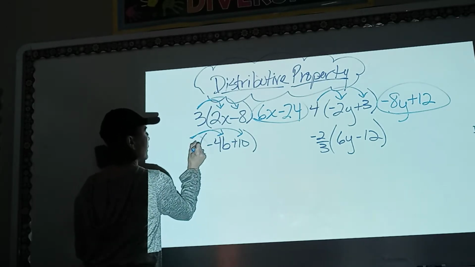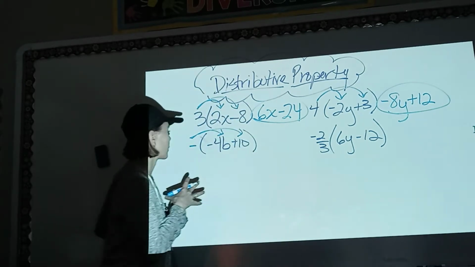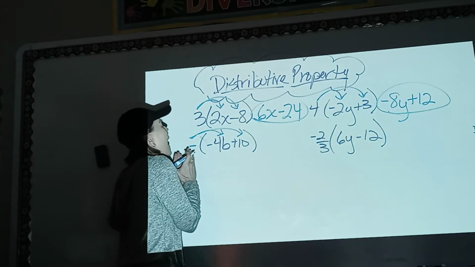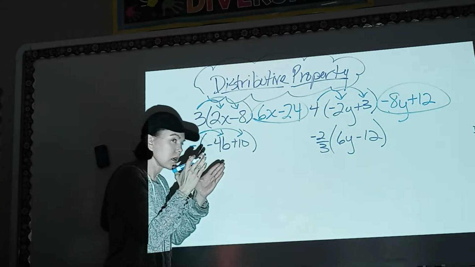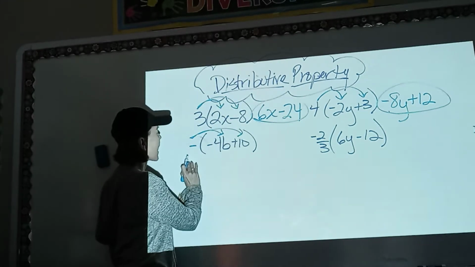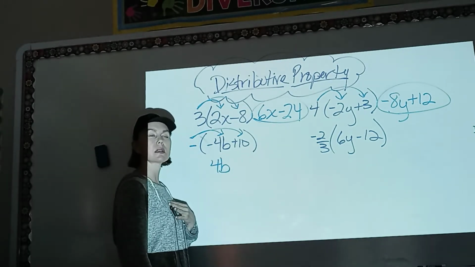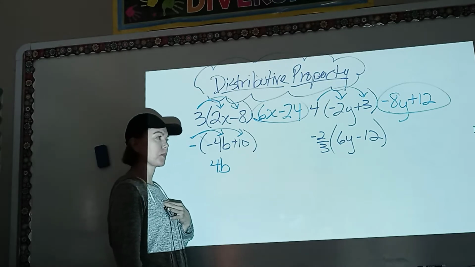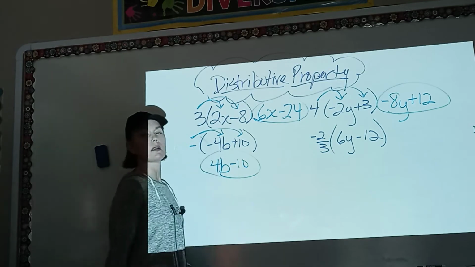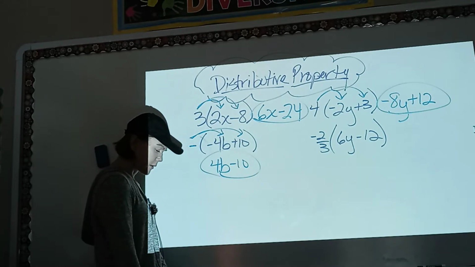Take on the way I'm about to describe it to you. So here we have the negative symbol. This negative symbol also means give me the opposite of what's inside. So what is the opposite of a negative 4b? Positive 4b. Yes. It is that simple. What is the opposite of a positive 10? Negative 10, and you're done. Fabulous.